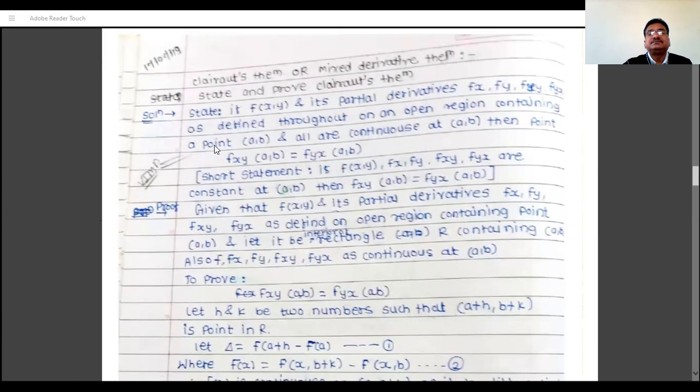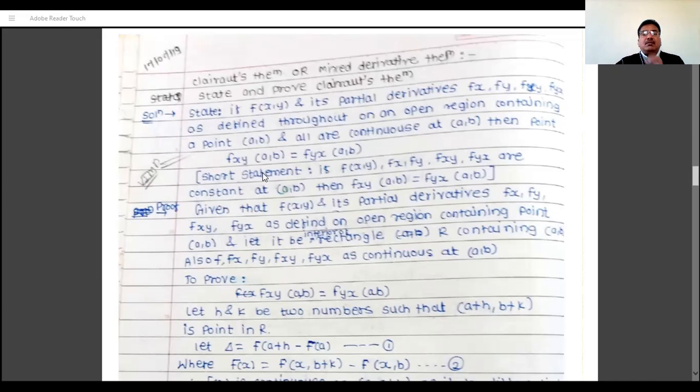So the question is: state Clairaut's theorem. Don't write state and prove, but only state Clairaut's theorem. So what is the statement? If f and its partial derivatives fx, fy, fxy, fyx are defined throughout an open region containing a point (a,b), that is, these exist at (a,b), and all are continuous at (a,b), that is, all these derivatives fx, fy, fxy, and fyx are continuous at (a,b).